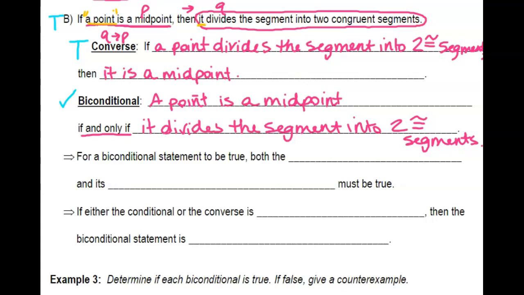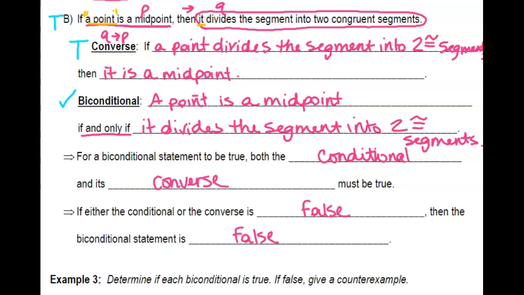So for a biconditional statement to be true, both the conditional and its converse must be true. If either the conditional or the converse is false, then it's kind of like a counterexample in the sense that it blows it for everything. If either the conditional or the converse is false, then the whole biconditional statement is also false. It can't be true.